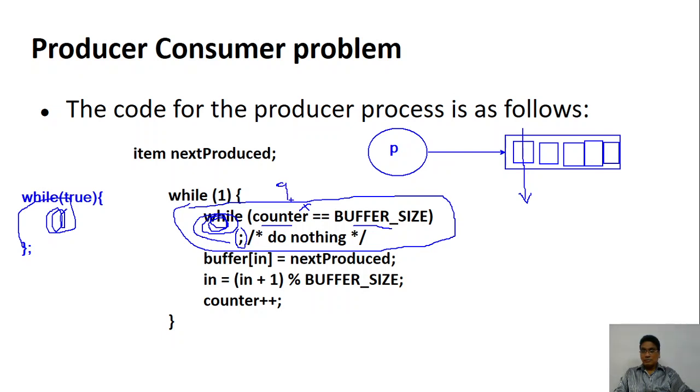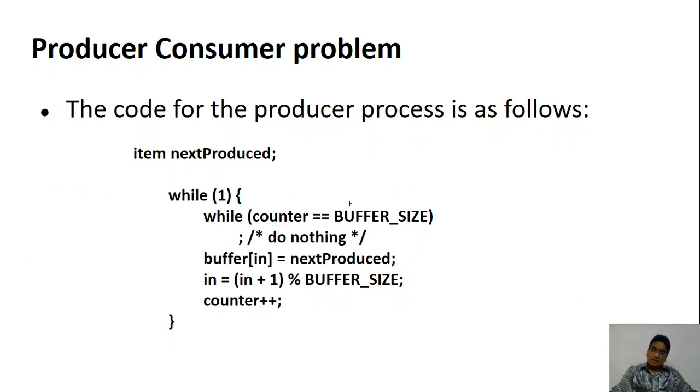When the counter value becomes 9, you know very well, this condition will change. So counter is not equal to buffer size. In that case, the control will go to the next one. So in the next one, what is going to happen? What are we supposed to do? If the buffer is full, then the producer has to wait, and that is what is mentioned over here. If the buffer is full, then the producer is going to wait.